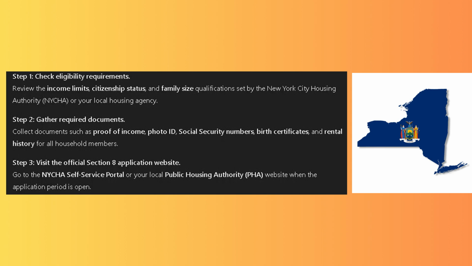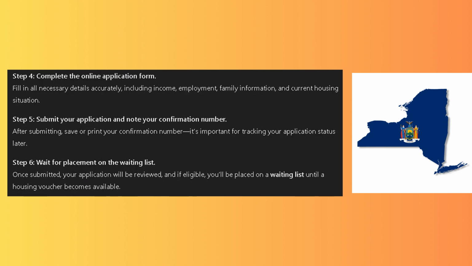Visit the official Section 8 application website, go to the self-service portal or your local public housing authority website, and open the application. Complete the online application form.